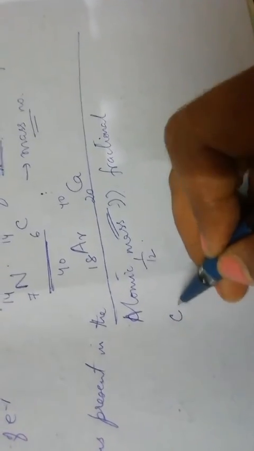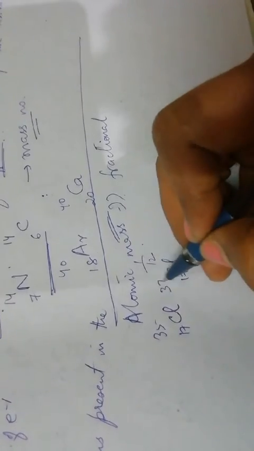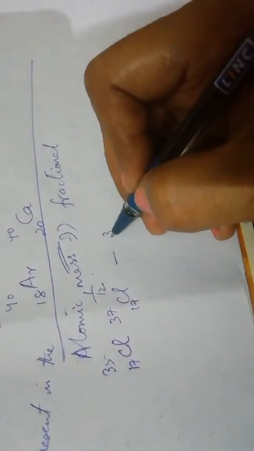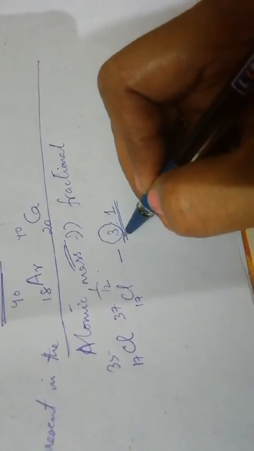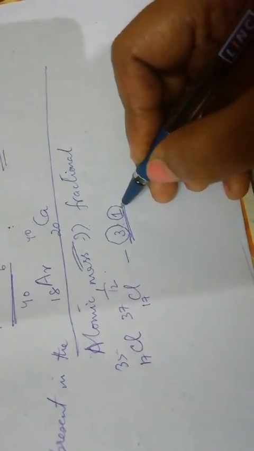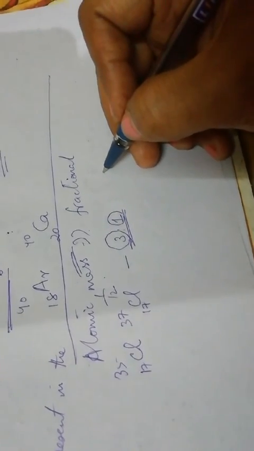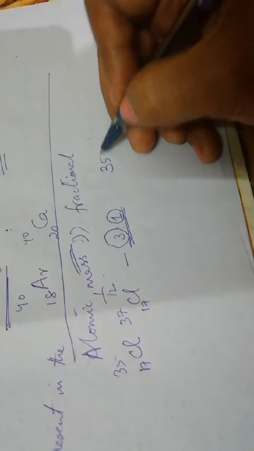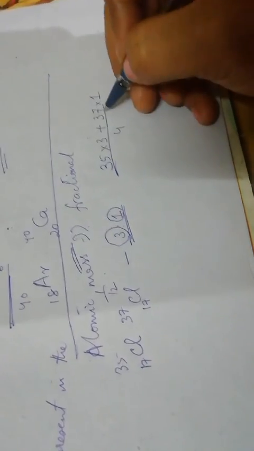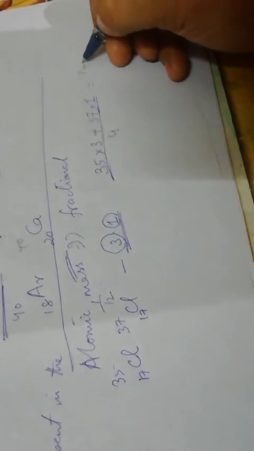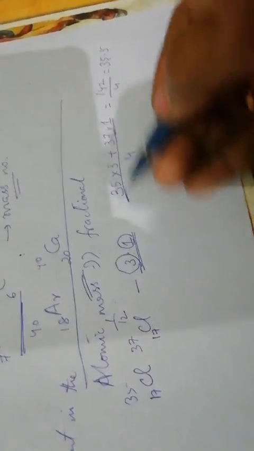Now, for example, chlorine exists as 2 isotopes, chlorine-35 and chlorine-37. Now, these isotopes exist in the ratio 3:1. That means for every 4 chlorine atoms, 3 will have mass number 35 and 1 will have mass number 37. Hence, the mass of one atom of chlorine is the average of these isotopes. So, how do we calculate? 35 into 3 plus 37 into 1 divided by 4. That comes to 142 by 4, which is equal to 35.5. Now, that is the atomic mass of chlorine.